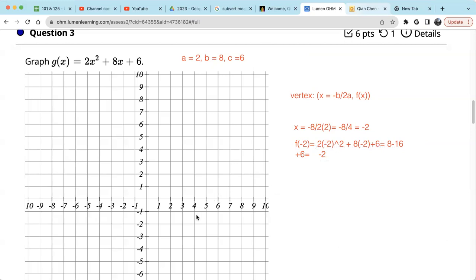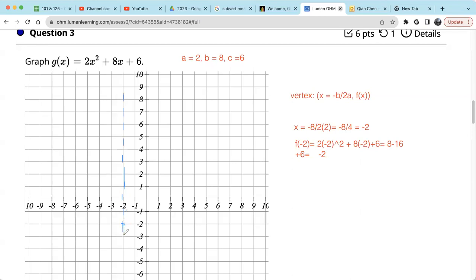So that's our vertex. Let me change to my pencil. So we're finding negative 2, negative 2, it is here. So this is our vertex. Our line of symmetry goes through the vertex. So this is our line of symmetry, which is x equals negative 2.